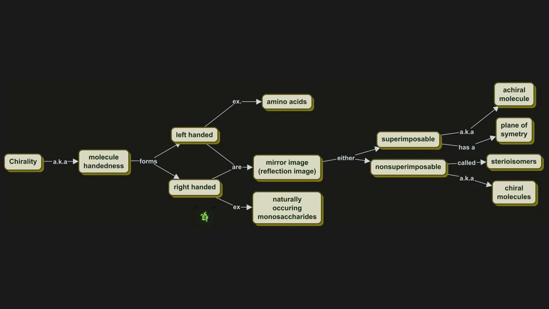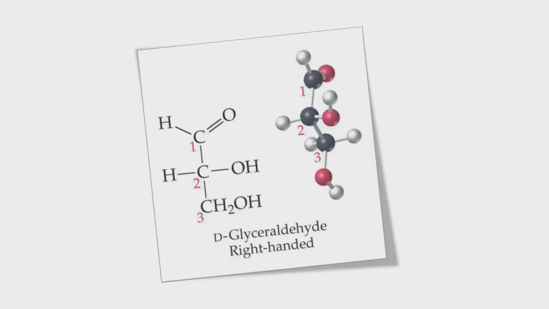Now, how about the right-handed molecules? An example of right-handed molecules are mostly the naturally occurring monosaccharides, that are the sugars. Specifically here, we have the D-glyceraldehyde. It is a right-handed molecule because you see that the OH is located towards the right. So these are samples of a right-handed molecule.